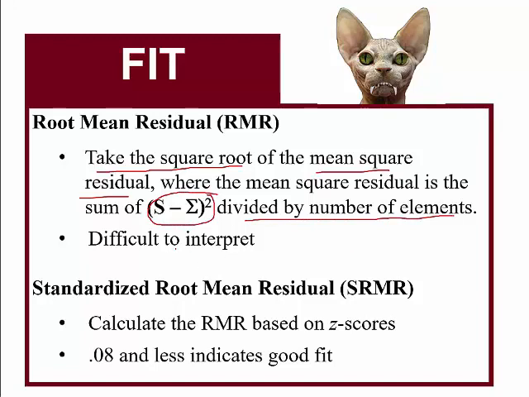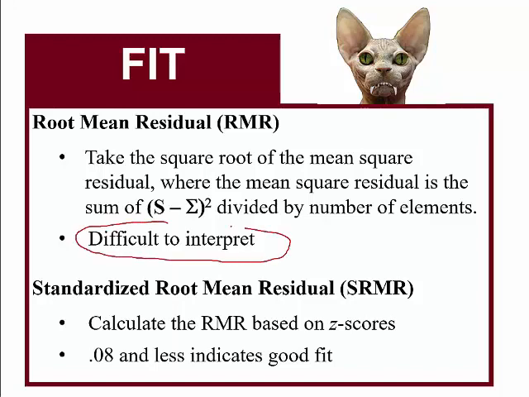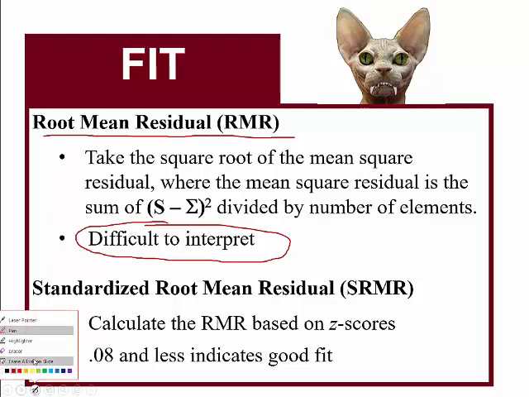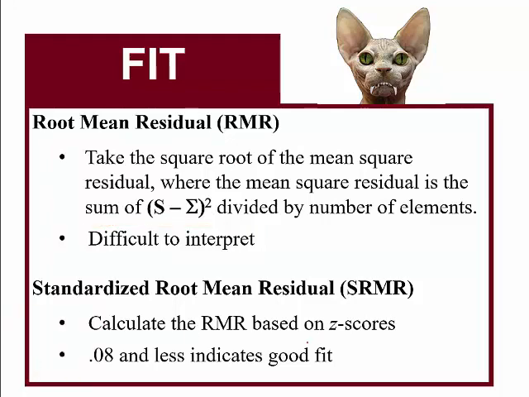Now, this does give us a value that will get bigger and bigger as the fit gets worse and worse, and it will get smaller and smaller as the fit gets better and better. But it's difficult to interpret in terms of exactly what value represents a good fit or a bad fit. It's actually almost impossible to interpret the root mean residual by itself. And so we want to do something to make this easy to interpret. We're going to do that by turning all of our variables into z-scores. That will give us a value we can interpret. And we're going to call that the standardized root mean residual.